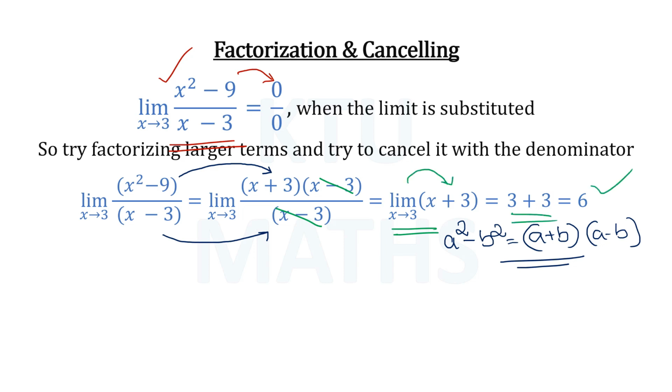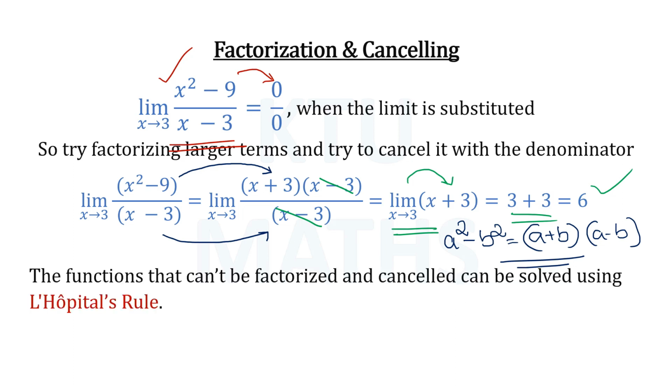Maybe some of you haven't understood it clearly. I will show it now. x square minus 9 is x square minus 3 square. Then it can be factorized as x plus 3 times x minus 3. That's how we got it. Now I will rub it.